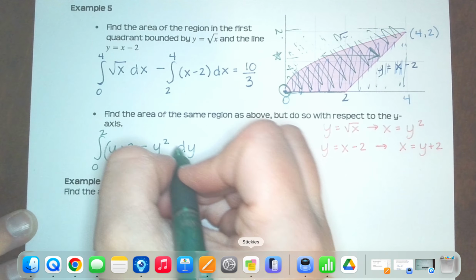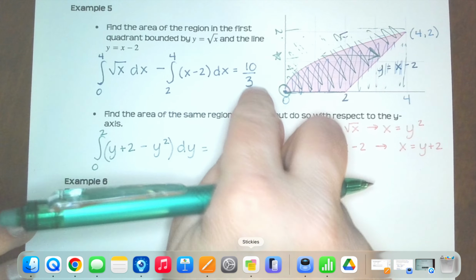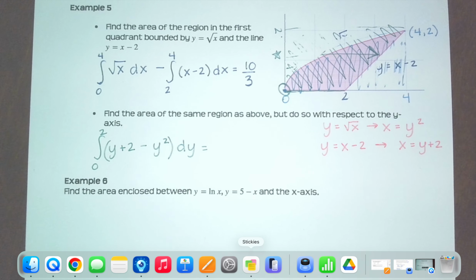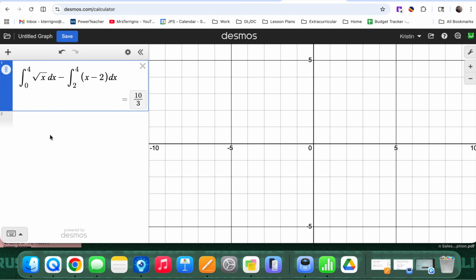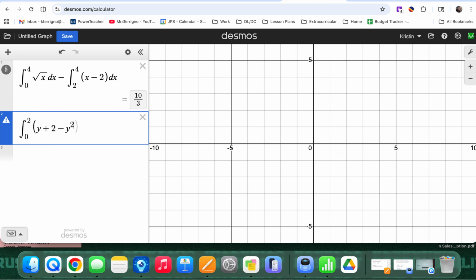We should be fully expecting this answer to come out exactly the same as the answer before, because it's still the same shape we're finding the area of. So, integral 0 to 2, and then we said y plus 2 minus y squared dy. And yep, that answer is also 10 over 3.